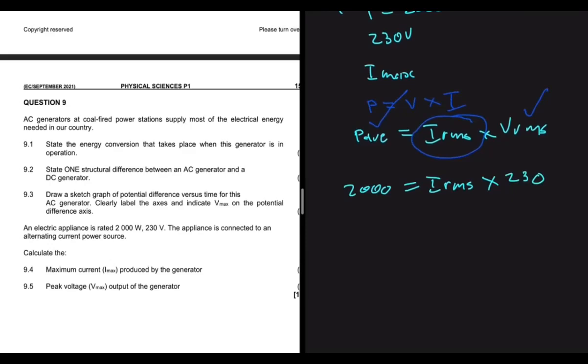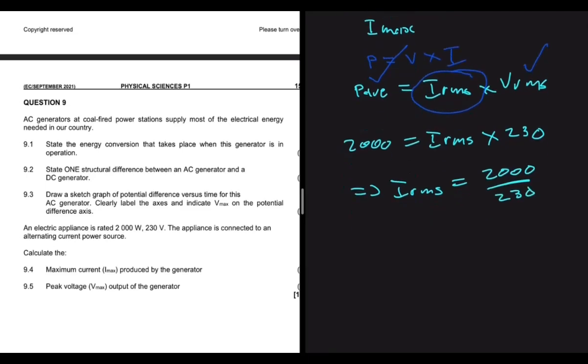The conceptual physics problem solving is done now. We're just solving the math, right? We're dividing both sides by 230. So Irms will be equal to 2000 divided by 230, which is equal to 8.6957 amps, right? So now we have the Irms.